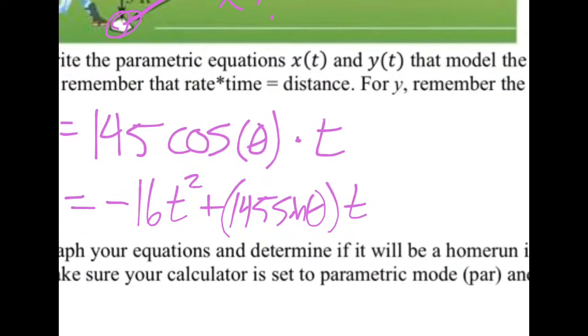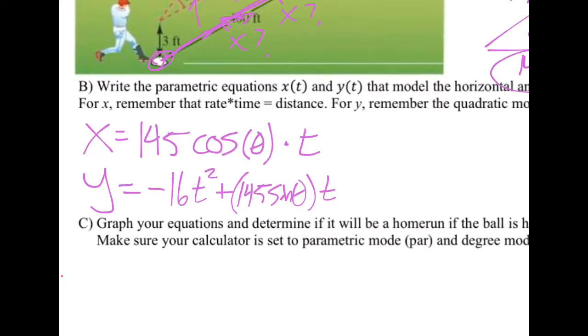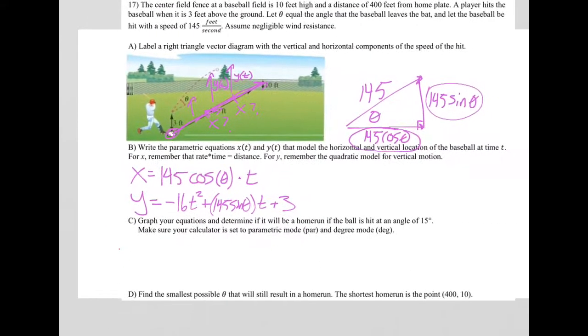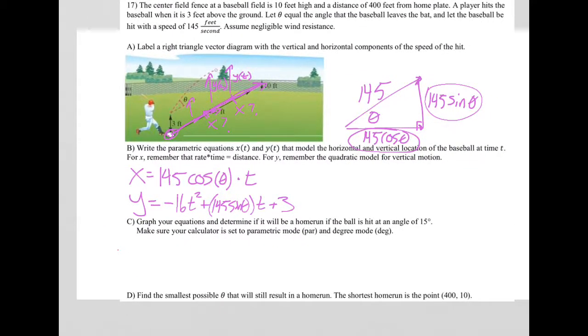So remember, negative 16t squared plus v naught t plus h naught, and what is our starting height? Our starting height is 3. And so now we have two equations here, an x and a y, forming our parametric equation set, which models the position x and y of this baseball.